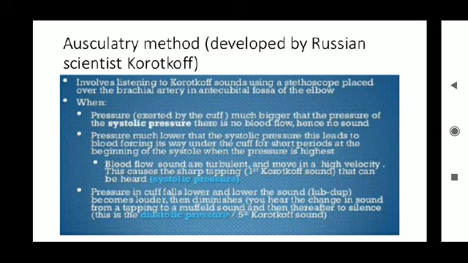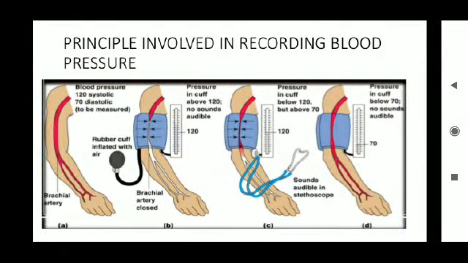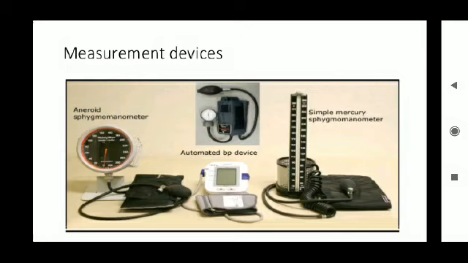As the pressure in the cuff falls lower and lower, the sound, which is like lub-dup, becomes louder, then diminishes as you hear the change in sound from a tapping to a muffled sound, and thereafter to silence. This is the diastolic pressure, or the fifth Korotkoff sound. Here you can observe the principles involved in the recording of blood pressure using the oscillatory method. These are the commonly used measurement devices.